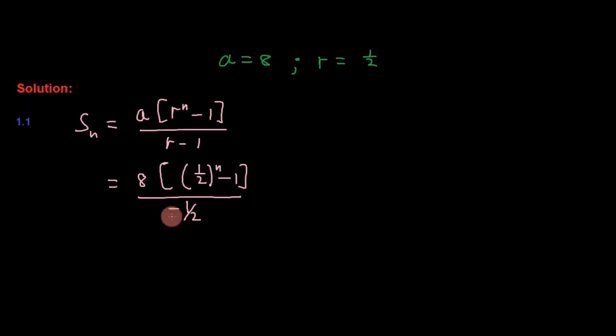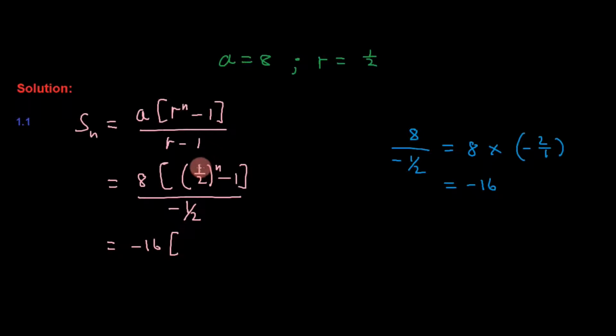We are dividing by a fraction, so we can multiply by the inverse. In other words, 8 divided by negative a half is the same as 8 times negative 2 over 1. And this, of course, is negative 16. So we have negative 16. And then a half to the n, I'm going to write as 2 to the negative n using the rules of exponents.